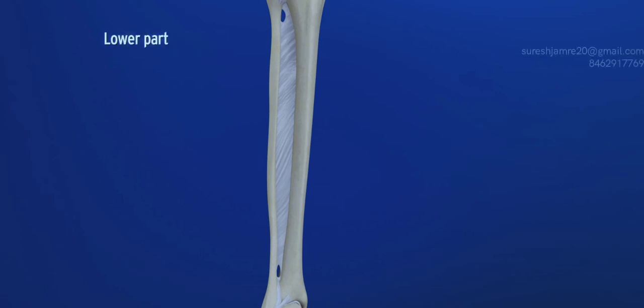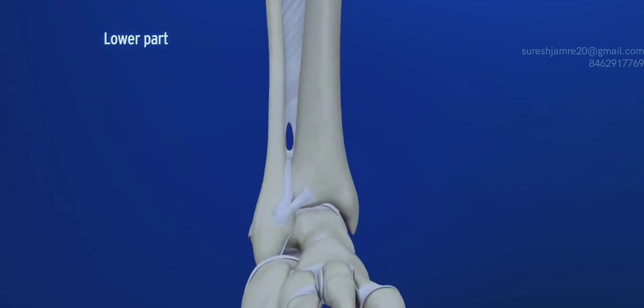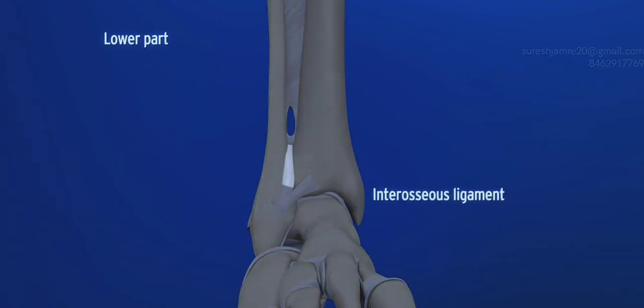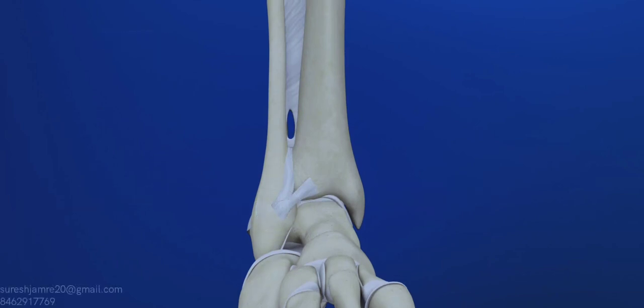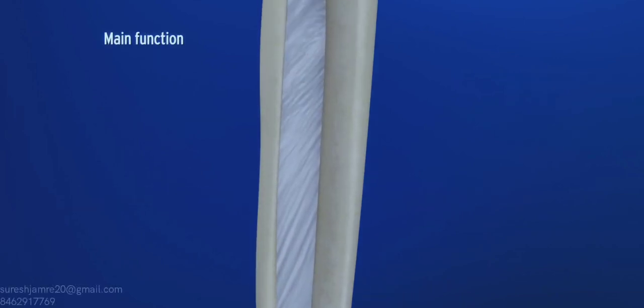In the lower part, the interosseous membrane is continuous with the interosseous ligament of the inferior tibiofibular joint. The main function of the middle tibiofibular joint is to bind the two bones of the leg together. It also provides additional surface for the attachment of muscles of the anterior and posterior compartments of the leg.